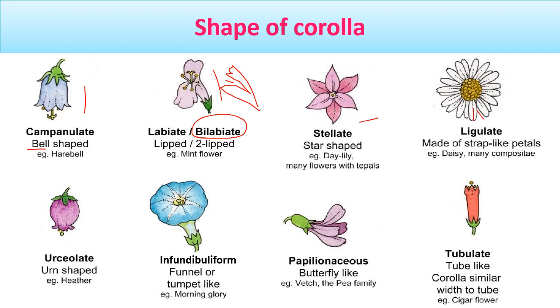This is ligulate. This is generally seen in family Asteraceae. Composite is a synonym of the family. Then this is urceolate, urn shaped, and infundibuliform, which is funnel shaped. The same Papilionaceae we saw in the previous slide forms a tube-like structure. In the Asteraceae family, the inside flowers are tubular, and the peripheral ones are ligulate.